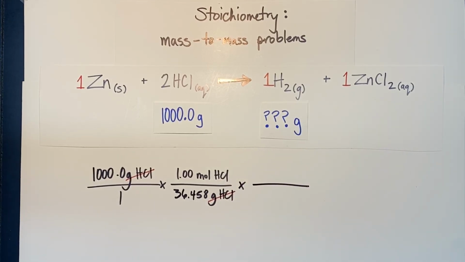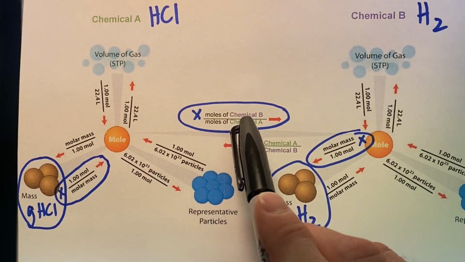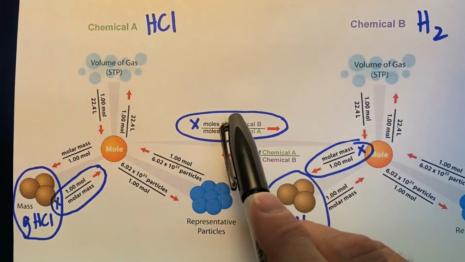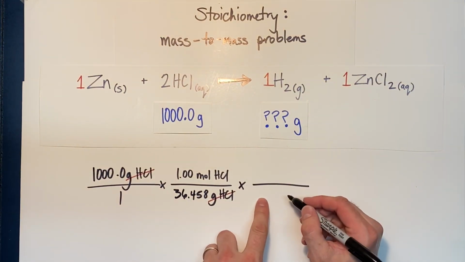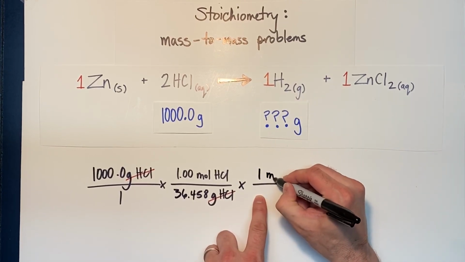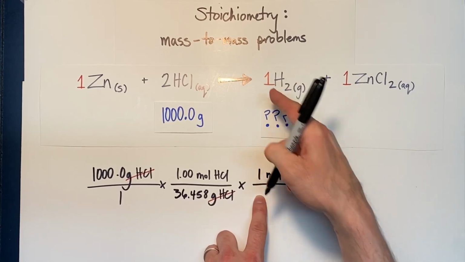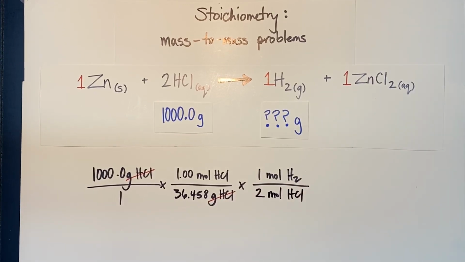The next step is the mole to mole ratio. Looking at our molar conversion, now we need this mole to mole ratio. Chemical B, hydrogen, is going on top. Chemical A, hydrochloric acid, on bottom. So we said hydrogen goes on top, 1 mole of hydrogen, and I get the 1 from the coefficient. On bottom, 2 moles of hydrochloric acid. Now we cancel moles hydrochloric acid, moles hydrochloric acid.